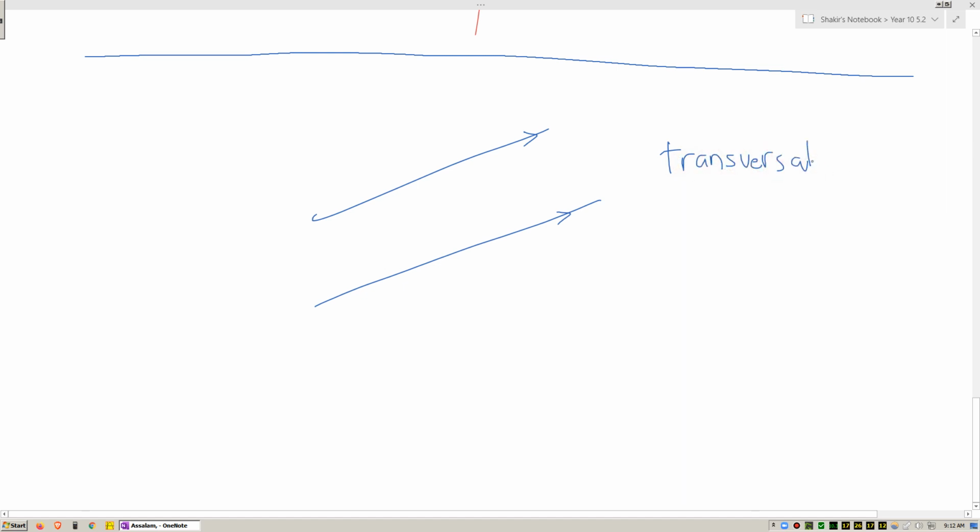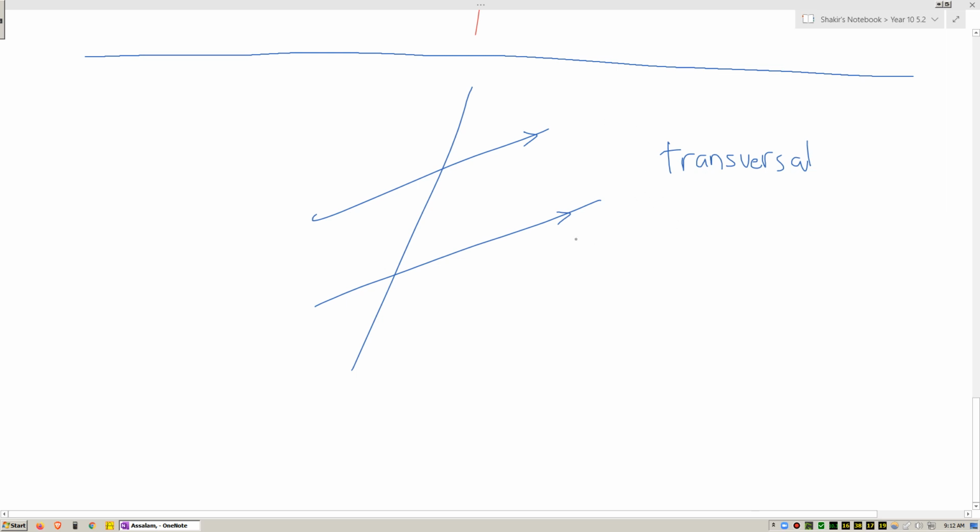A transversal is a straight line which crosses both of those parallel lines. Now it could be any line, could be that line, could be this line, could be like that, could be like this, doesn't matter. The point is it's a straight line crossing the parallel sides. Then in this situation we have several special angles, okay? Several special angles. And that's really what we are learning today.